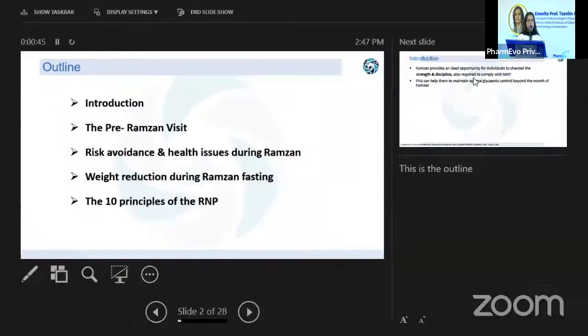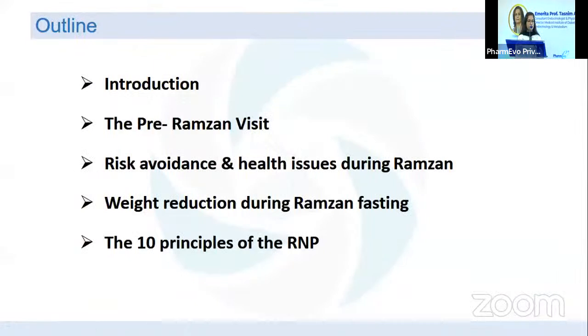So the main aims of medical nutrition therapy during Ramzan fasting are to ensure that individuals with diabetes mellitus consume an adequate amount of calories and macronutrients during the non-fasting period to prevent hypoglycemia during the fasting period, and equally distribute their carbohydrate intake among meals to minimize postprandial hyperglycemia and hypoglycemia as well. And healthcare professionals should give consideration to comorbidities like hypertension and dyslipidemia while formulating MNT plans.